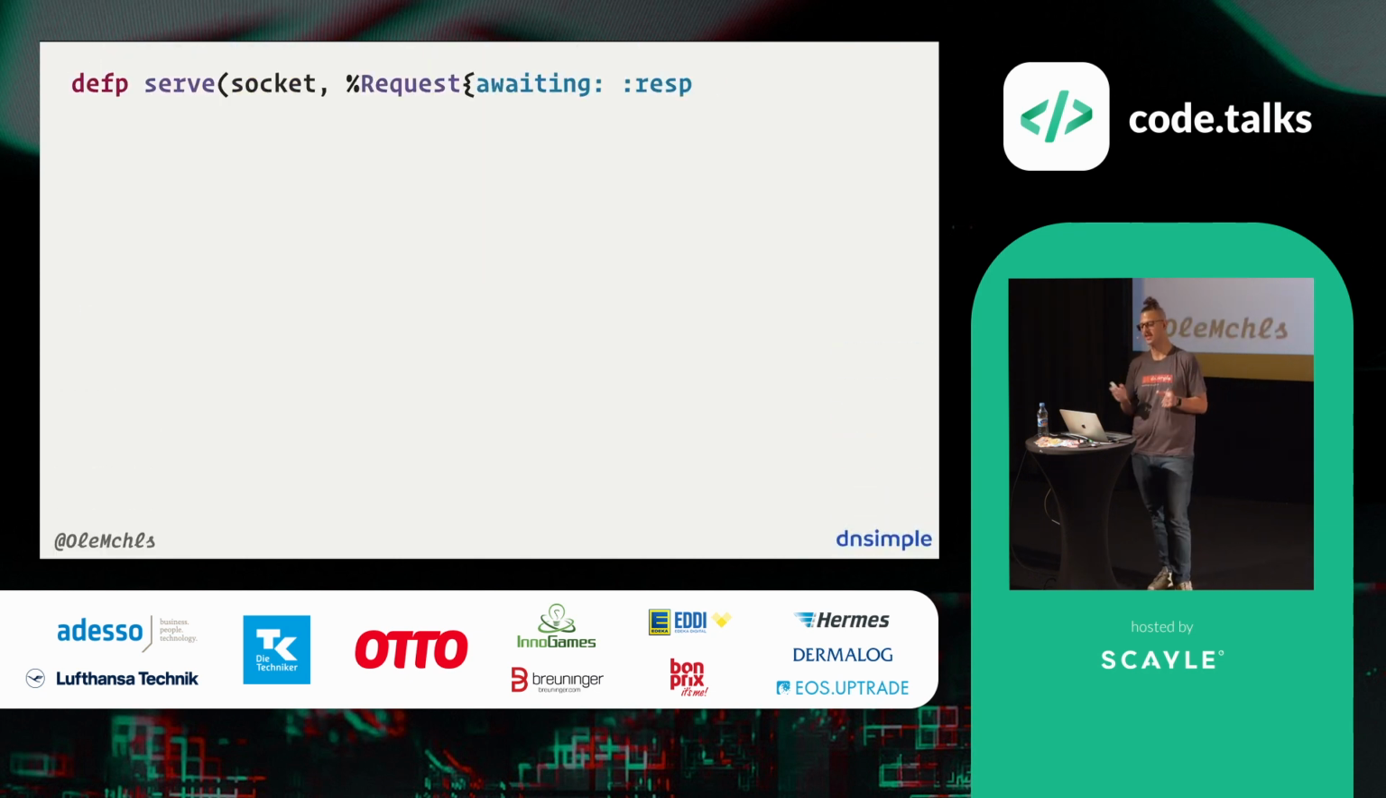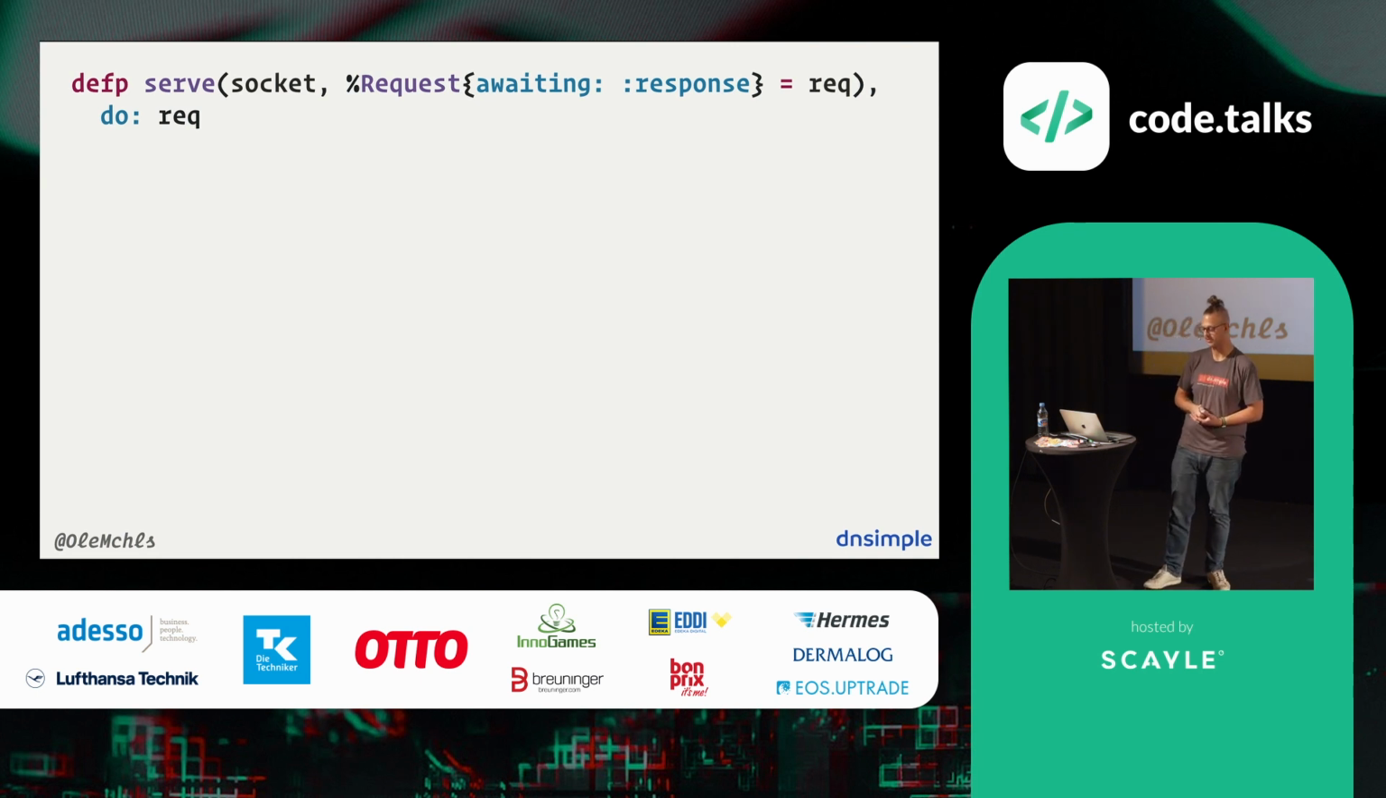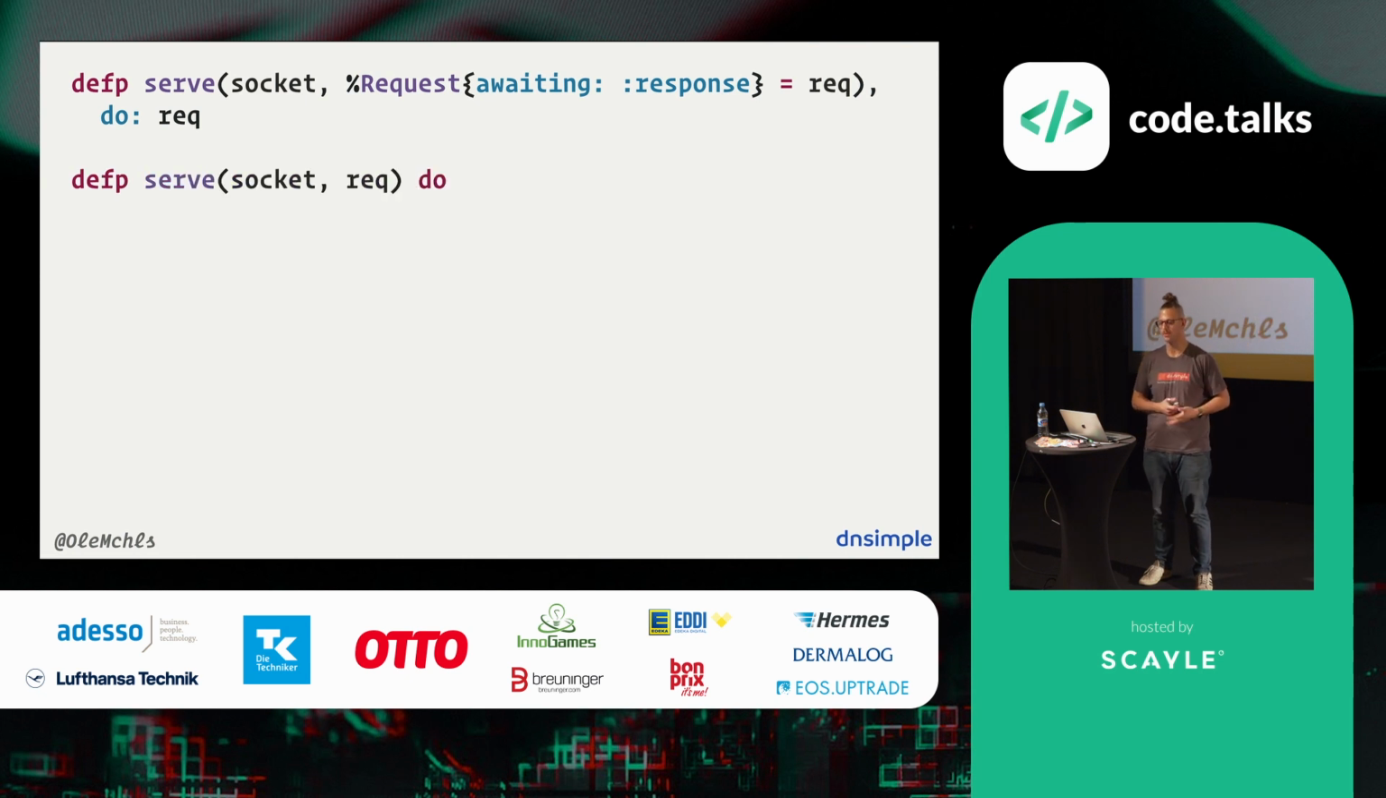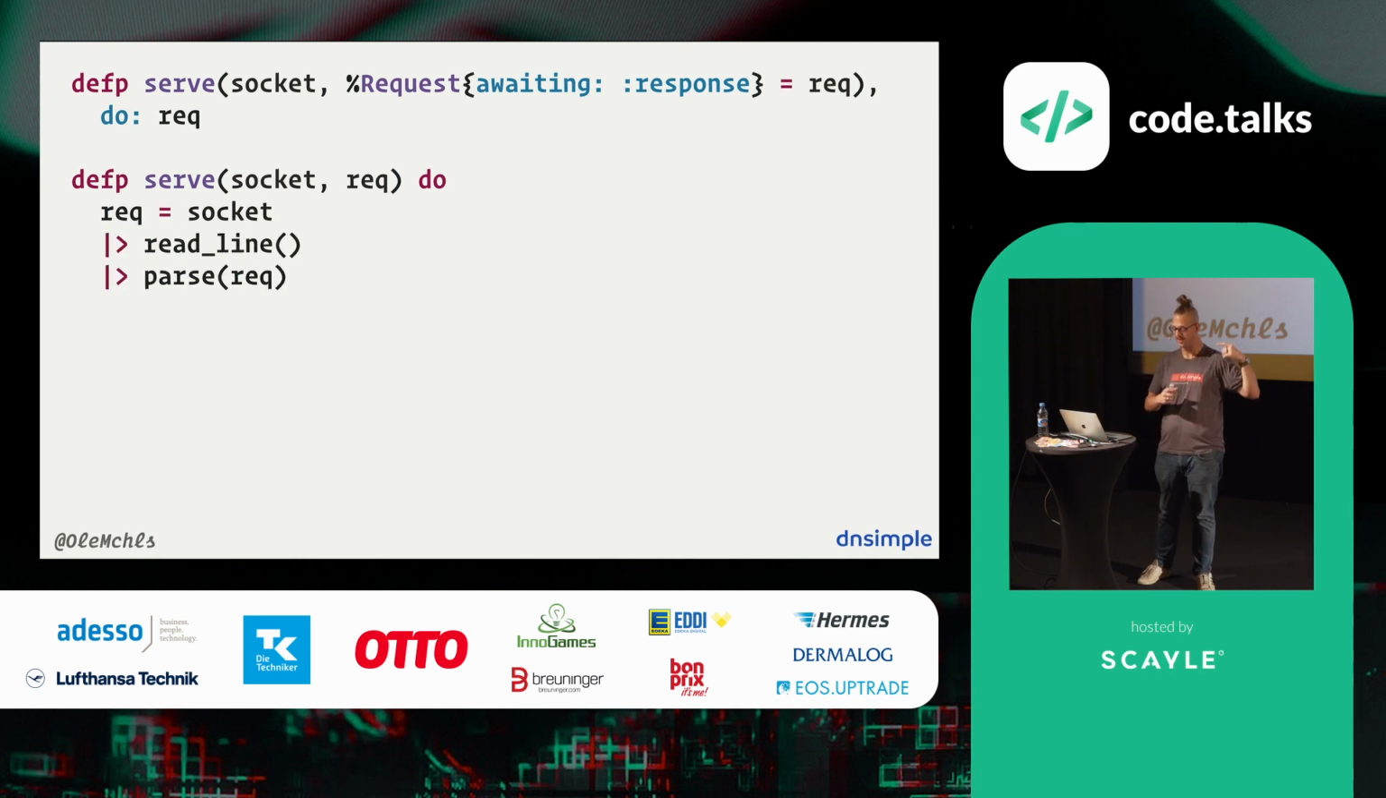So let's take a look at how we pass the actual request from the socket. This is, again, very Elixir specific. We have a multi-header function definition, and we start with a terminating function. If we receive something that is awaiting a response, we just return the request and we don't call serve again. Here we're using the state machine. Then we have the actual implementation of this, where we call serve.